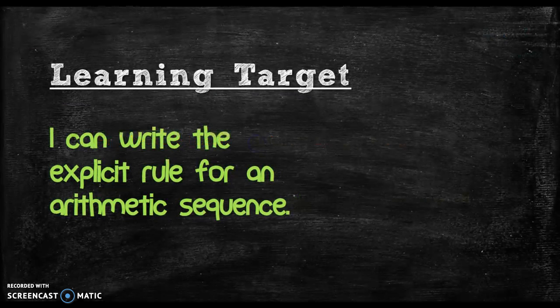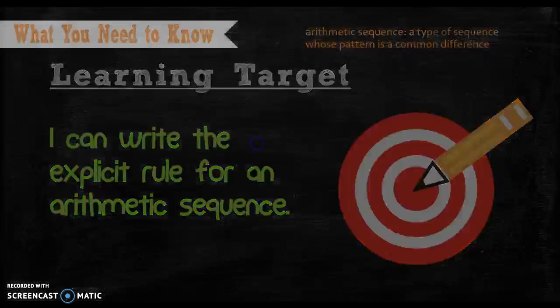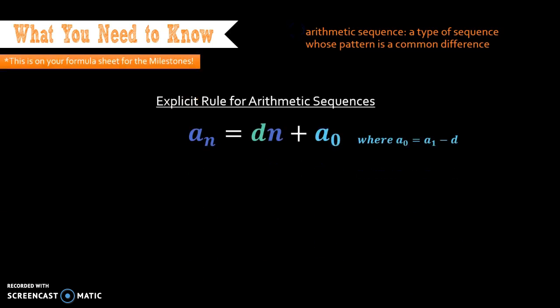Your next learning target, I can write the explicit rule for an arithmetic sequence. So we always have two types of rules for these sequences. We have the recursive, which we just learned, and the explicit. Just a reminder, arithmetic sequences are the type whose pattern is a common difference. Again, this rule or this formula is also on your formula sheet, but we're just going to break down where the pieces come from. A sub n is your nth term. It could be any number you want.